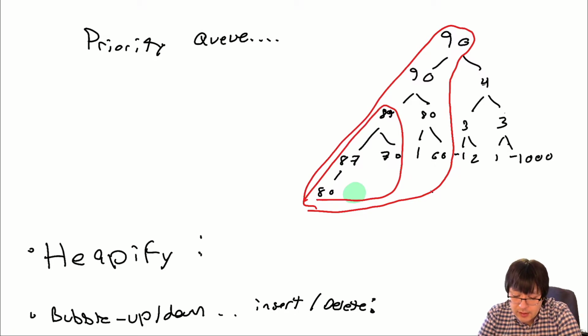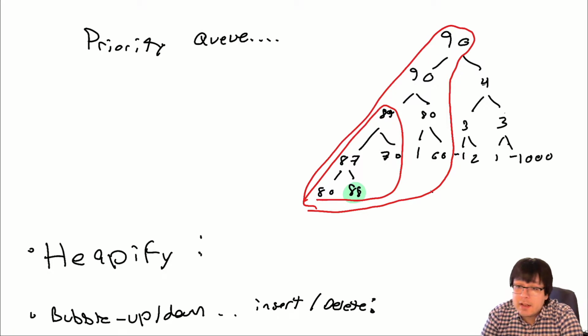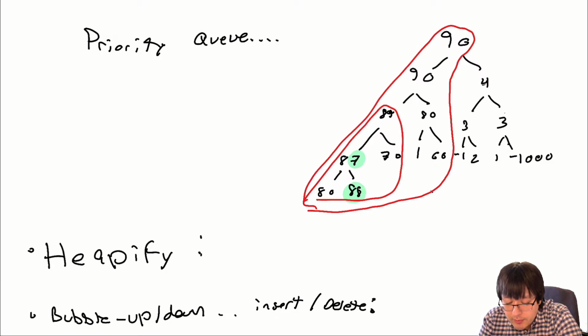So for example, if I went ahead and inserted an 88 here, then the 88 is bigger than 87, so that violates the heap property, right? So I have to figure out a way to fix that. But once I fix that subsection, which probably would result in me swapping the 87 with the 88, this is now fixed. So I don't need to go any further, right?